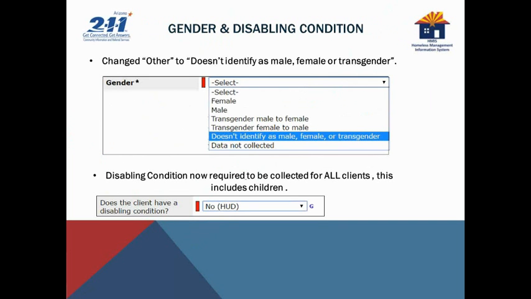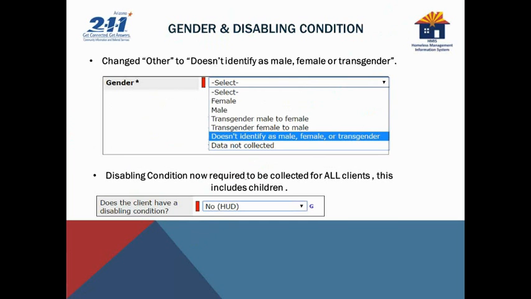Let's discuss the first change. Gender. There used to be an option for female, male, transgender male to female, transgender female to male, other, and data not collected. The option of other has been removed and replaced with does not identify as male, female, or transgender.